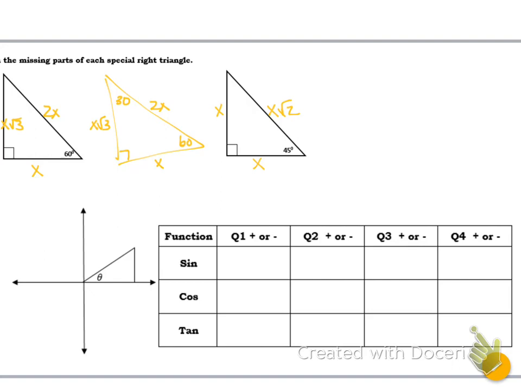Okay, so my first one's, we're looking at it being in quadrant 1, so we're trying to decide if it's positive or negative. We're actually not going to use the reference triangle, so we're just going to go straight into this. So quadrant 1, I go quadrant 1, 2, 3, 4.